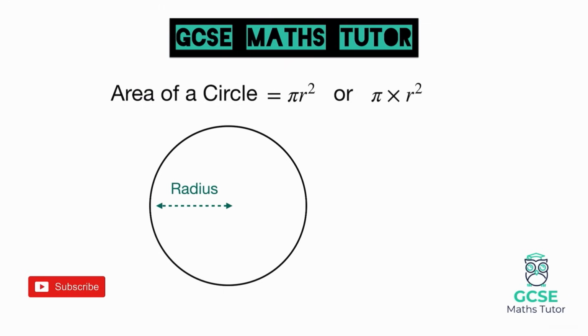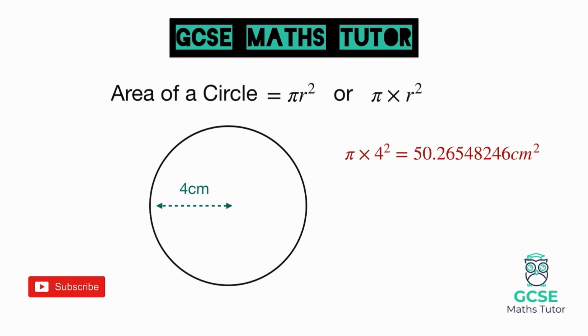So for one of these questions, you might be given the diameter and have to halve it to find the radius, but for the purpose of this example, we're just going to put in a radius of 4. So if you were to type this into your calculator, you would type in pi times 4 squared, and that particular multiplication here gives us quite a long decimal.